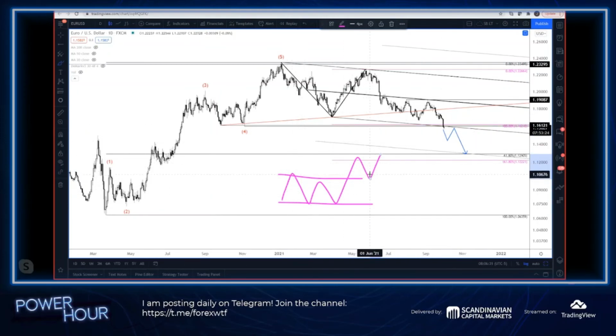Well, the same thing happens on a parallel basis, so on an angle. So if we break below here, we'll be looking for resistance up here, right? So keep that in mind as we move forward.